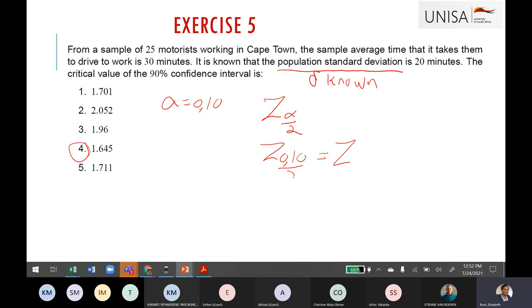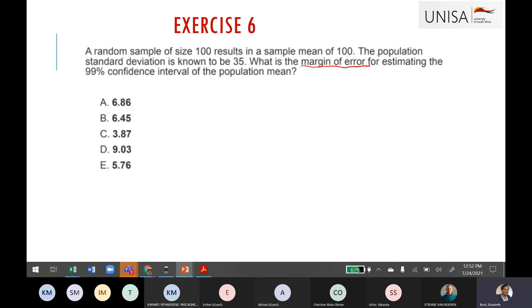A random sample of 100 results in a sample mean of 100. The population standard deviation is known to be 35. What is the margin of error for estimating a 99% confidence interval? Are we using Z to find the critical value, or are we using T? Are we going to use T alpha divided by 2, or Z alpha divided by 2?